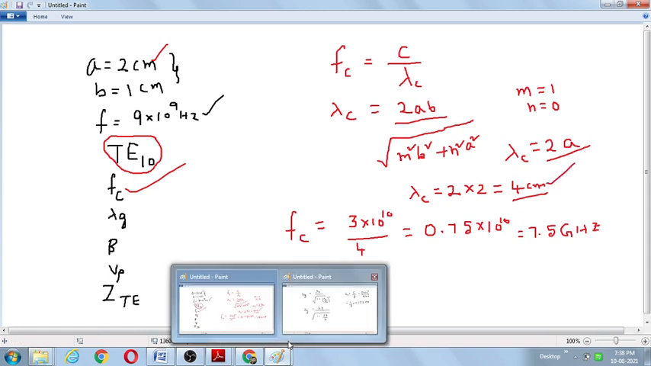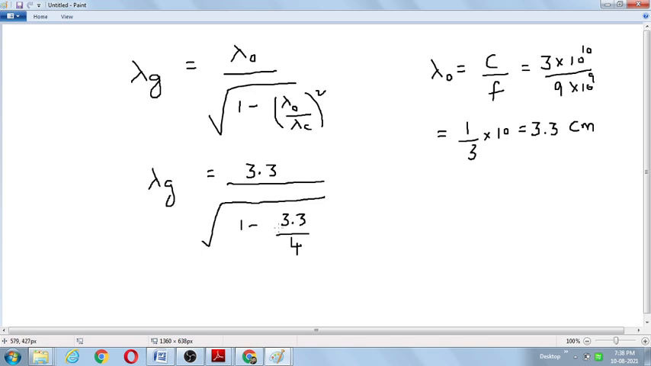So here lambda c is equal to 4 centimeters. Substitute these values, we'll get the guided wavelength. Roughly we'll get 5.84 centimeters.